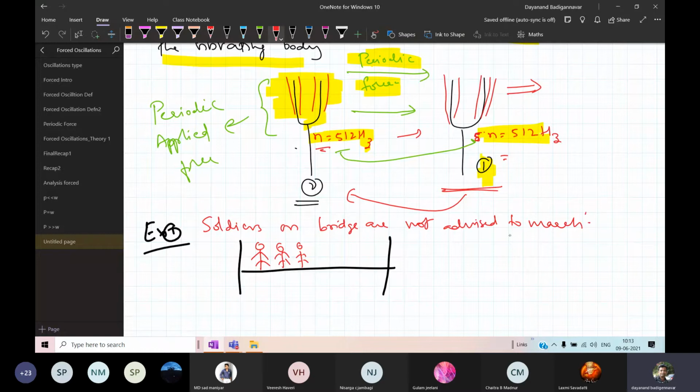March. They are not advised to march on the bridge, on a suspension bridge. Okay, which type of suspension bridge?